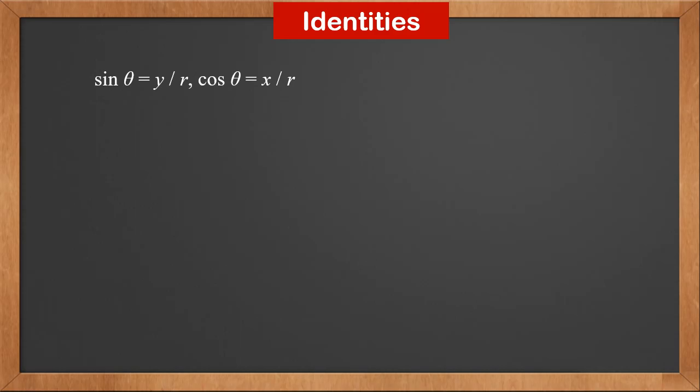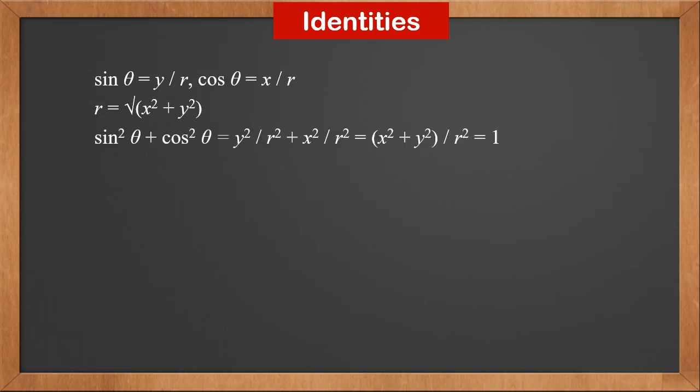We know sine theta is y over r. Cosine theta is x over r. R is the distance to the origin, so it's the root of x squared plus y squared. So sine squared theta plus cosine squared theta is y squared over r squared, plus x squared over r squared. It is x squared plus y squared, over r squared.